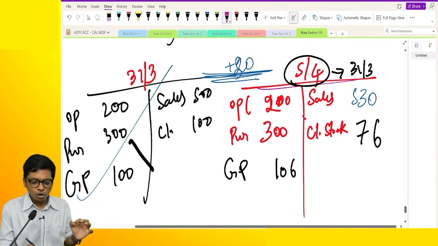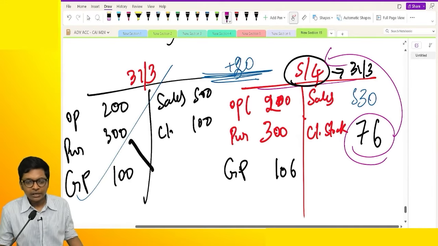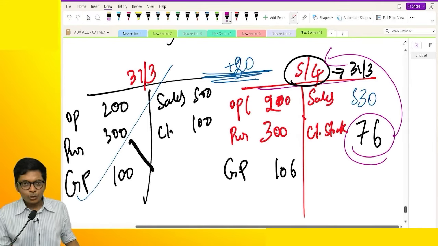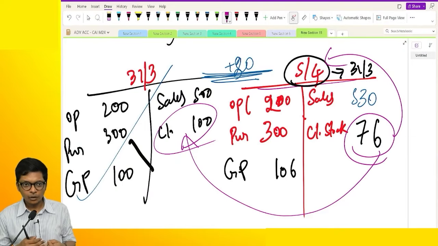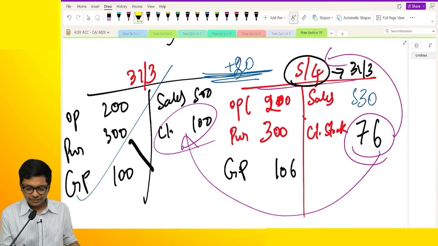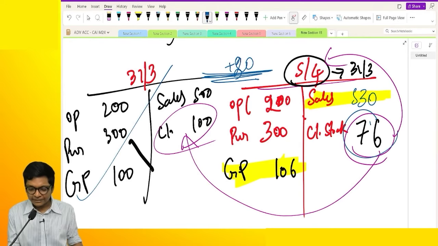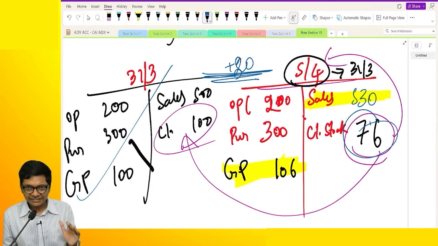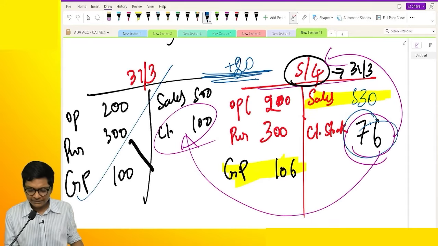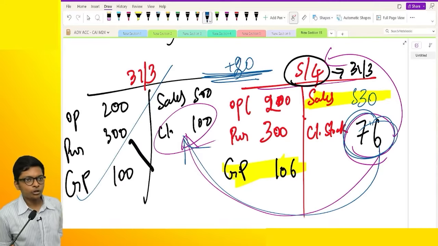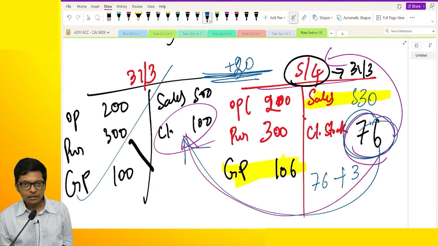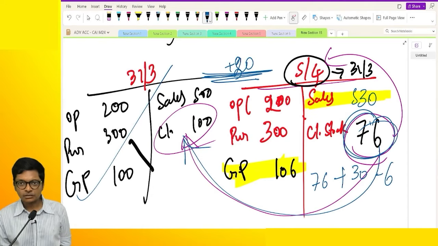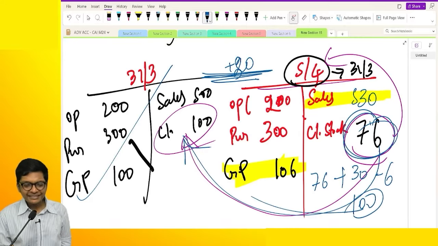Now I want to know, 76 is the closing stock on 5th April. What is the closing stock on 31st March? How to find? Reverse work. The only difference is in sales, because of sales there is a GP impact. From 76 you have to start. From 76, how to find 100? Think, guys, you are going to make the equation. 76 plus 30 minus 6. How much? 100. Matching up.